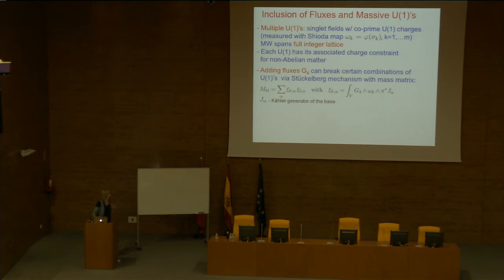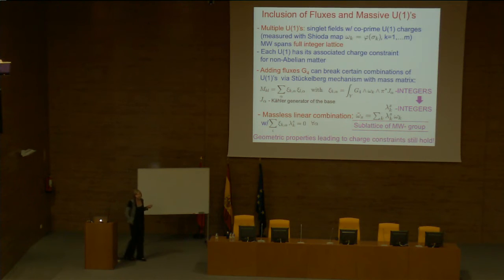Now, one key point that we see here is that the Fayet-Iliopoulos vectors are actually integers due to the quantization of G4 flux. And as a consequence, the linear combination of U1s that sits in the kernel of the mass matrix can also be written in terms of integer numbers. And as a consequence, the massless linear combinations' generators again span a sublattice of the Mordell-Weil group, and the geometric properties leading to the charge constraints that I derived prior to that still hold in this context. And basically, we see that happening in those examples. So the whole story can go all the way down to 4 dimensions.